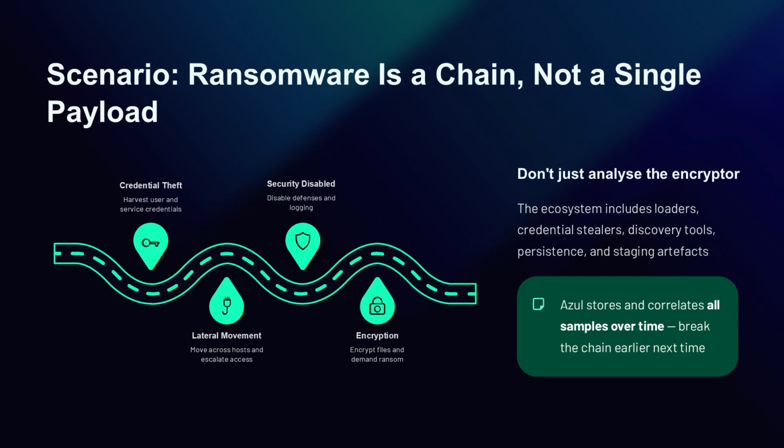Now think about ransomware, because it is where incident response maturity gets exposed. Ransomware incidents often start with credential theft, remote access abuse, lateral movement, and deliberate disabling of security controls. Encryption is the final act, not the first. If your teams only analyze the final encryptor sample, you miss the ecosystem.